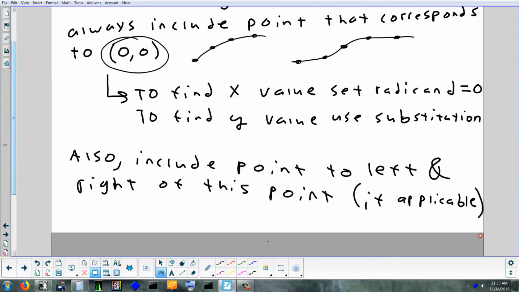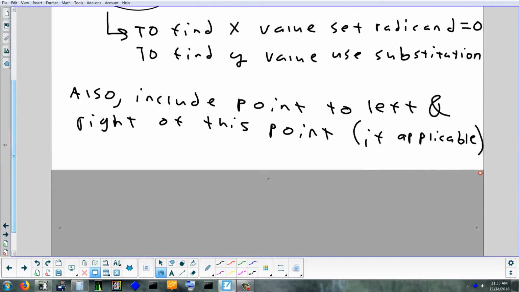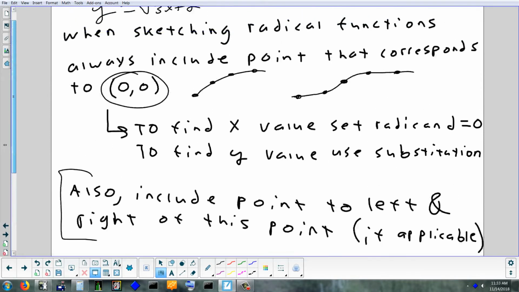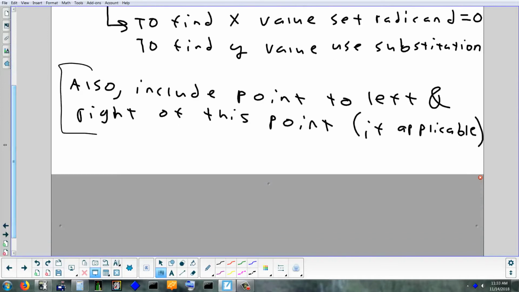All right, so that's what I'm saying right here. Include points to the left and the right if it's applicable, because some only go in one direction, to get a better idea of the curve. Okay. And the easiest way to do that is to use the table on your calculator. Just type in the problem, second table, and just get a bunch of points off your table. If you don't have a graphing calculator and you need to do it by hand, you can. You're just going to have to plug in everything by hand and do it out with a calculator.